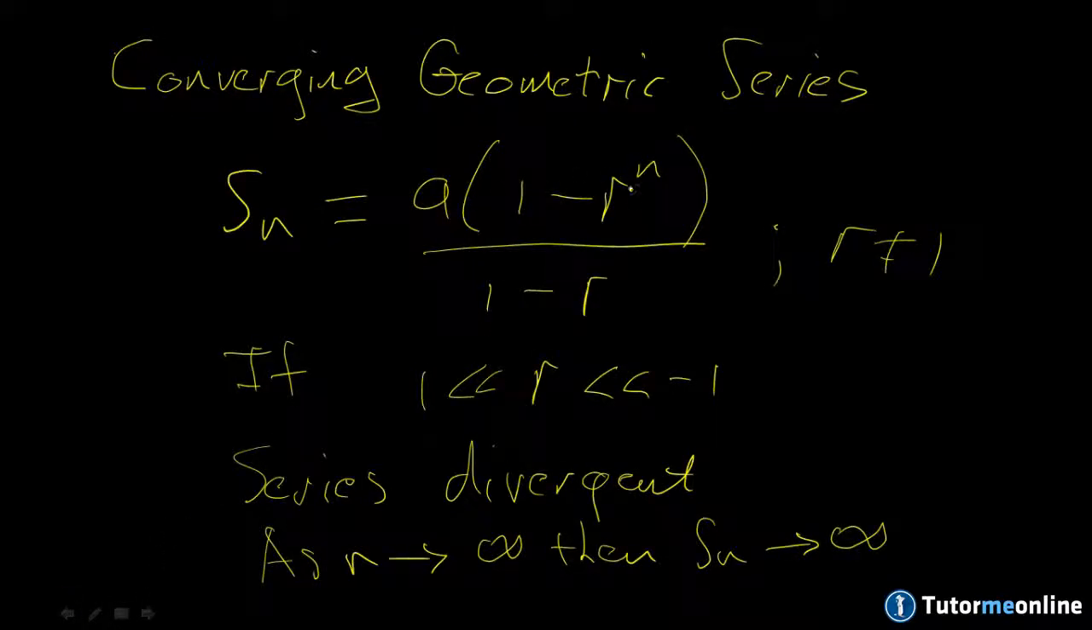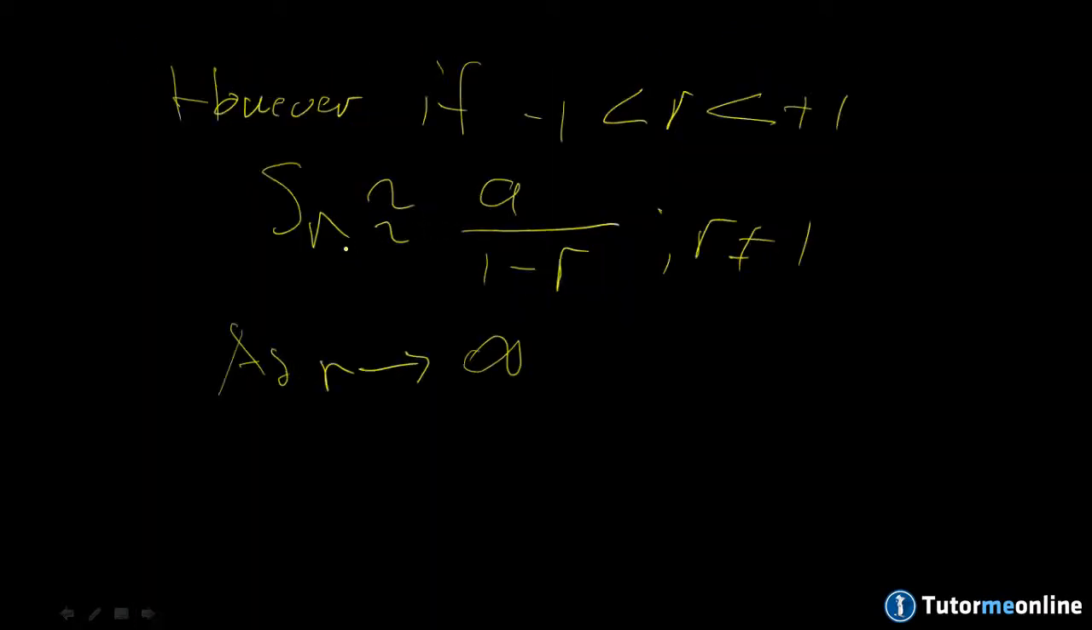Okay, let us just recap what we said. R is within the range of minus 1 to plus 1 without ever being equal to minus 1 or plus 1. So R is larger than minus 1 and R is less than plus 1. As n tends to infinity, this term becomes very much smaller than 1, and we can approximate Sn by A divided by 1 minus R. And we say the series is convergent.